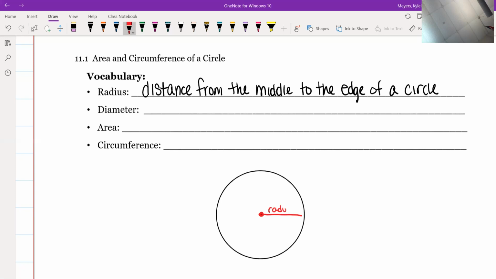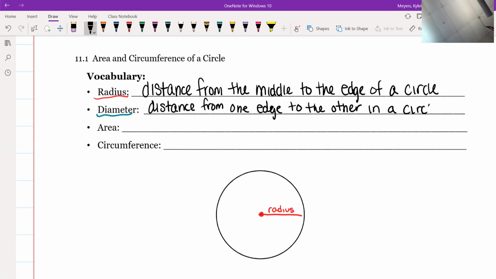The diameter is the distance from one edge to the other in a circle. So it goes from one edge all the way to the other. So this is your diameter.